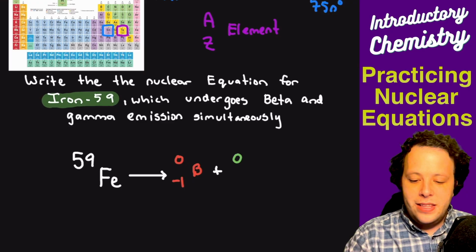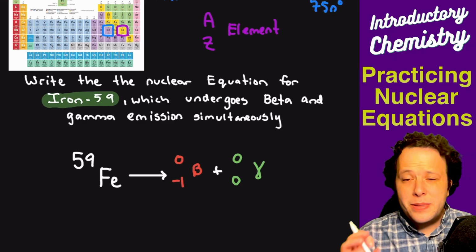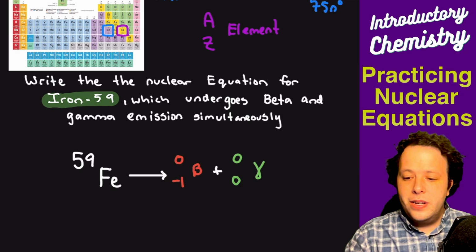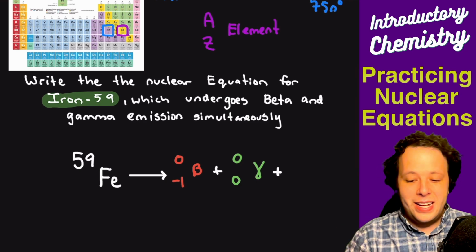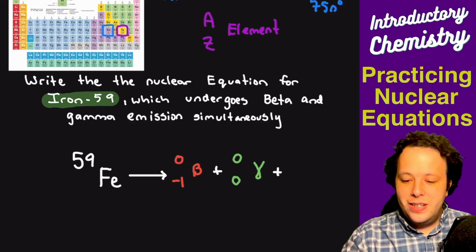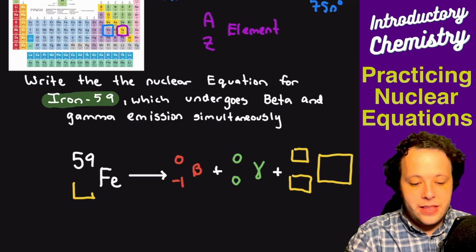These are the kind of things I would really recommend memorizing for your exams, because usually you're not given these. They are pretty easy symbols to remember, but it's still one more thing to add to the puzzle. So now what we're trying to do is figure out what our missing pieces are. We're trying to figure out what the daughter nuclide is that is created.